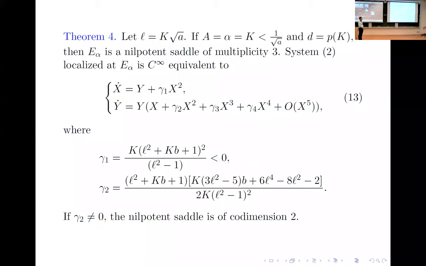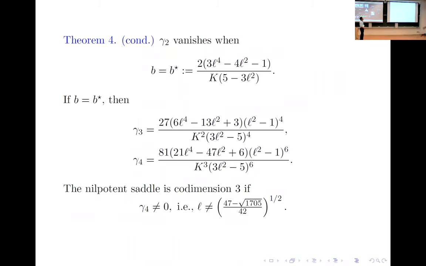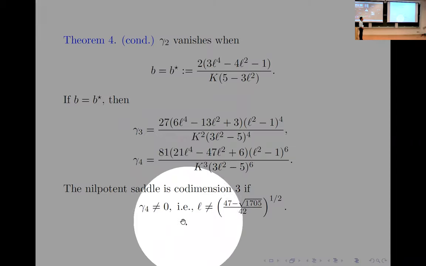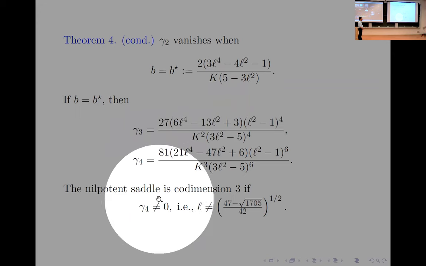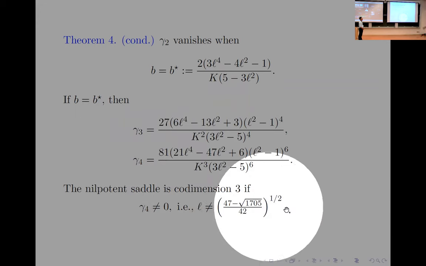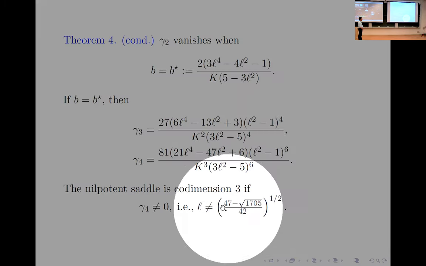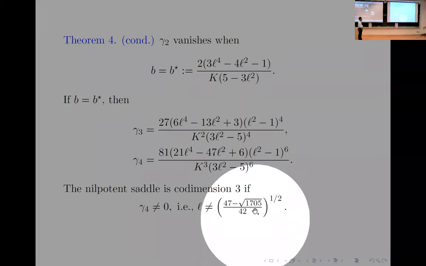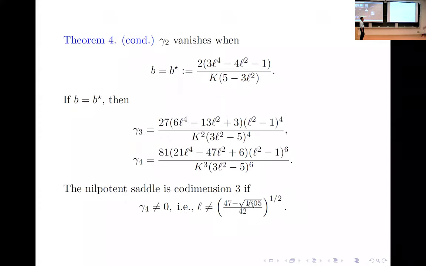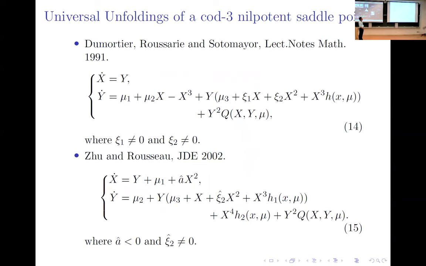Actually, gamma 3 will not determine the codimension of the nilpotent saddle, but gamma 4 does. So if gamma 2 vanishes, we calculate gamma 3 and gamma 4, and we conclude that if gamma 4 is not 0, we have a nilpotent saddle of codimension 3. But you see we have added one more condition here. If this condition fails, we have a nilpotent saddle of codimension 4, but we will not consider that case. Now this is the germ for the nilpotent saddle.